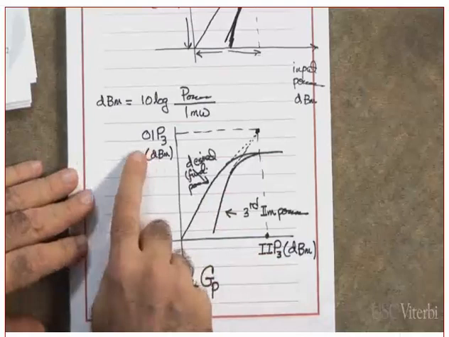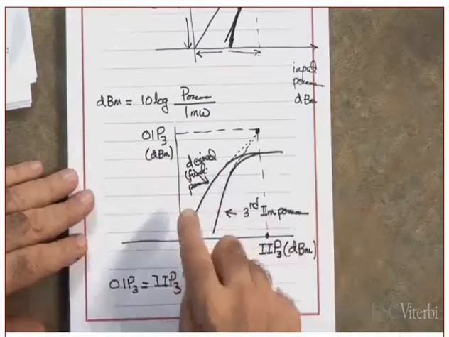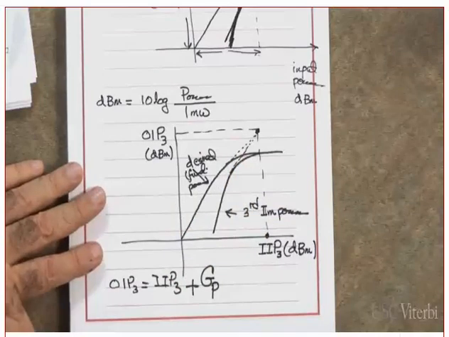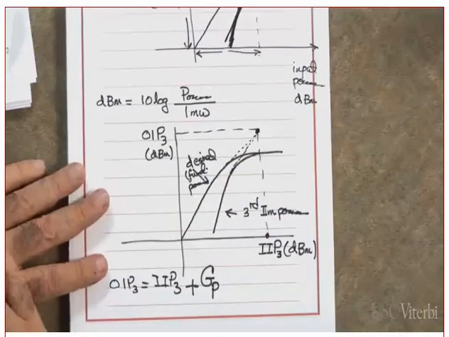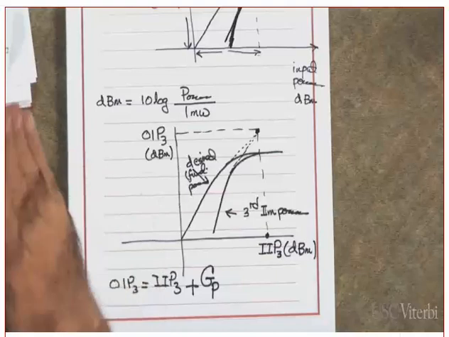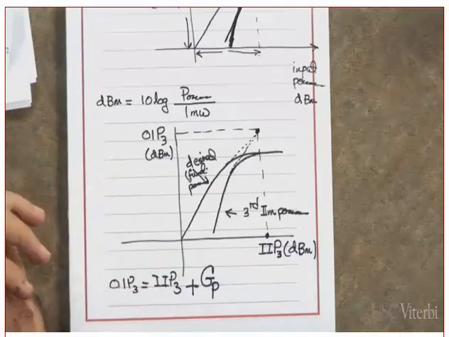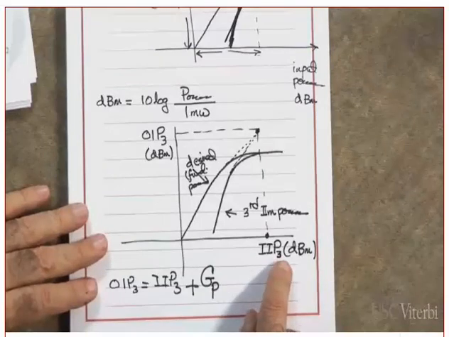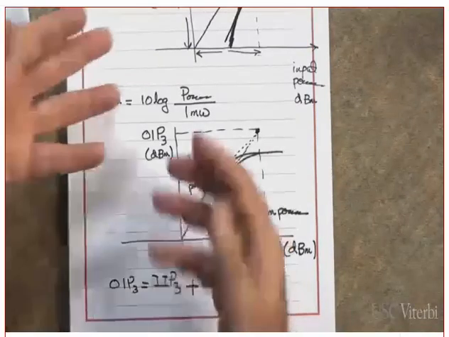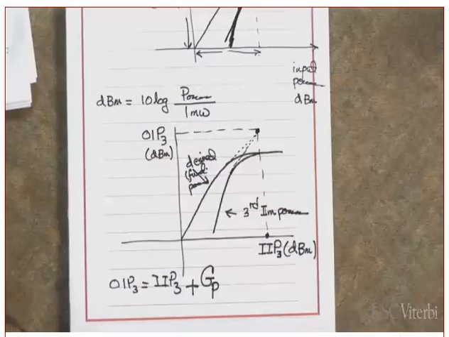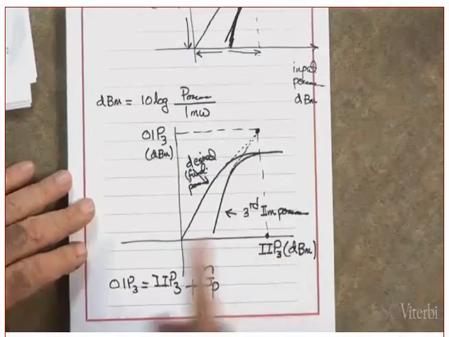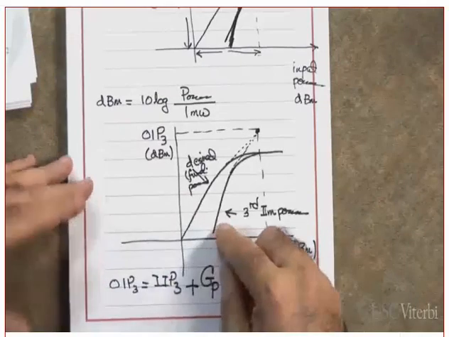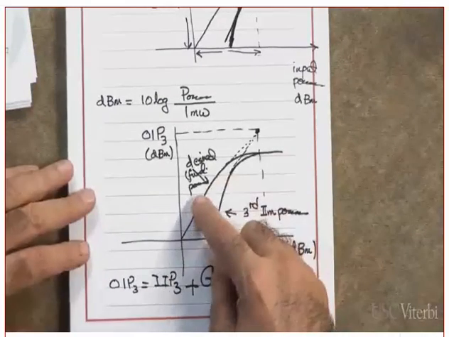IIP3 is the input power, or the output power, at which the fundamental RF power and the power in the third order intermodulation components, not third harmonic, third order intermodulation, are equal. Clear? They are equal. That's the IIP3: the input intercept point. Input means it's relative to the input. Input intercept point, which order? Third order. Clear?